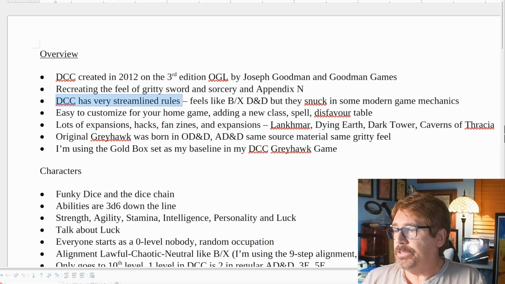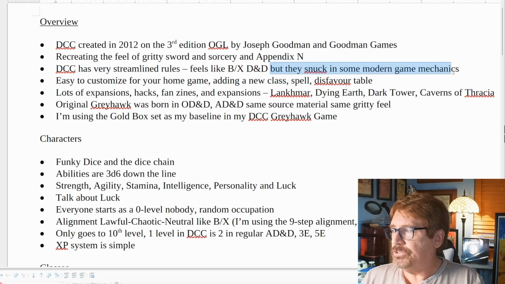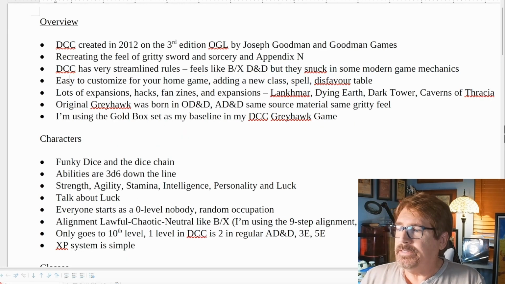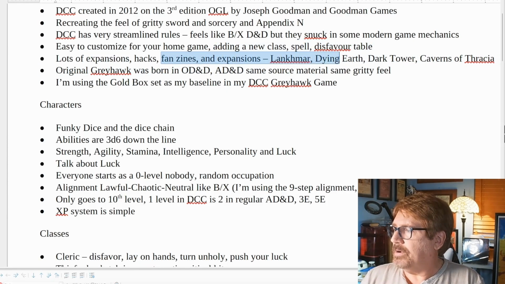DCC has very streamlined rules. It feels like basic or advanced Dungeons and Dragons. It feels like basic D&D, but they snuck in some modern game mechanics. Old School Essentials did the same thing, by the way. It's easy to customize for your home game, adding new classes, spells, and a disfavor table. That's the custom table that I was mentioning earlier. Lots of expansions, hacks, fanzines: Mar, Dying Earth, Dark Tower, Caverns of Thracia.